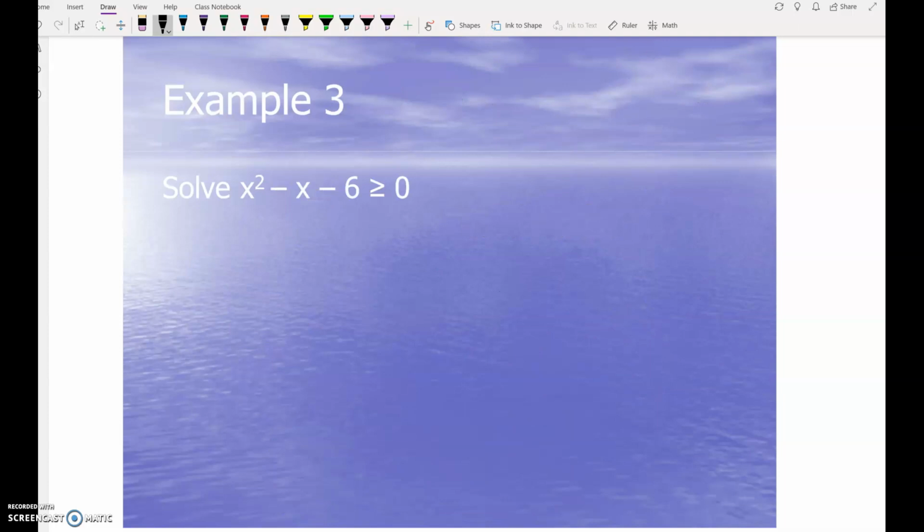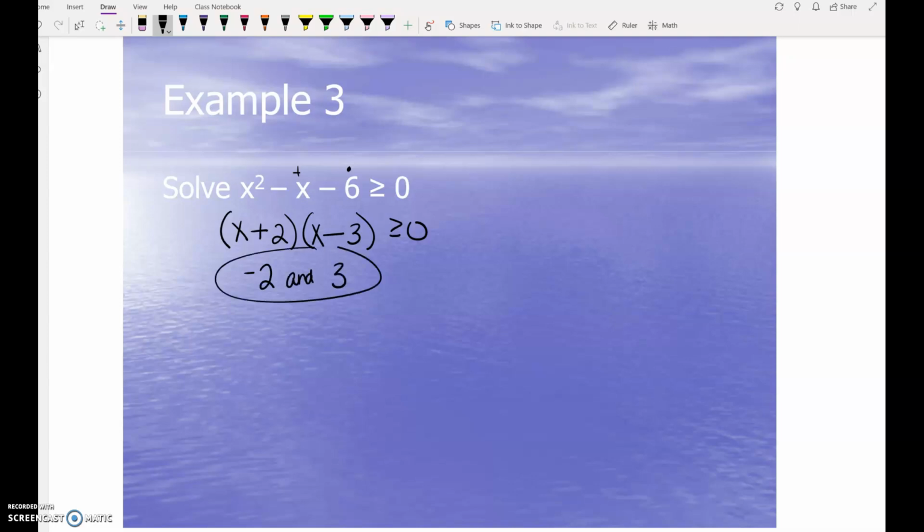In example 3, we already have one side equal to 0. We need to factor and solve. So this is going to factor. We need two numbers that multiply to give us -6 and add up to -1. That would be 2 and 3. And to make it -1, that would have to be a -3 and a +2. So if this was x plus 2 times x minus 3 equals 0, we would solve this by saying that our solutions are -2 and +3. Those are the critical numbers.